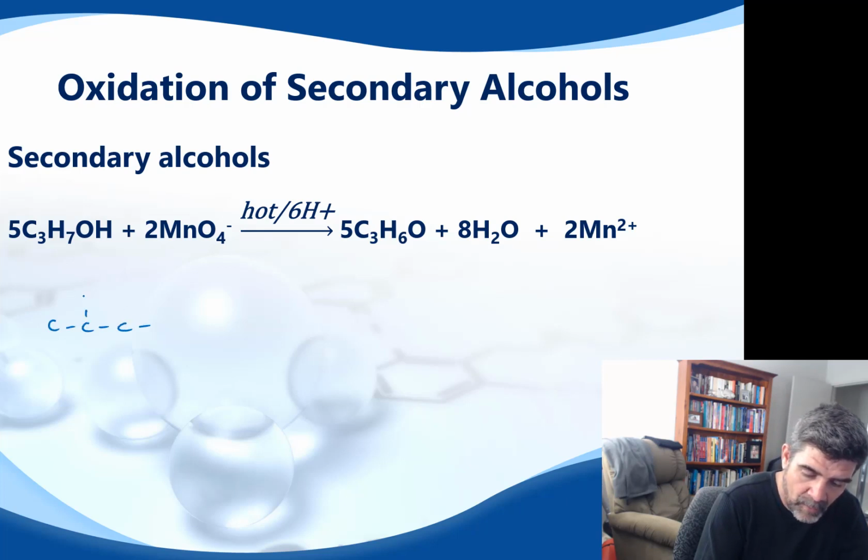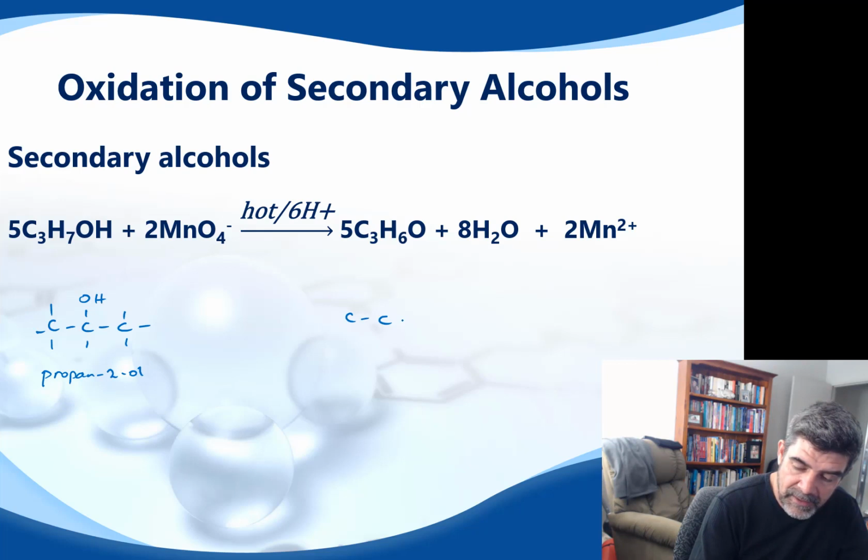So this time we can't pick ethanol. We're going to have to pick one where the OH is on a central carbon rather than on an end carbon. So I've picked, in this case, propan-2-ol. And the product of this is going to be propanone.